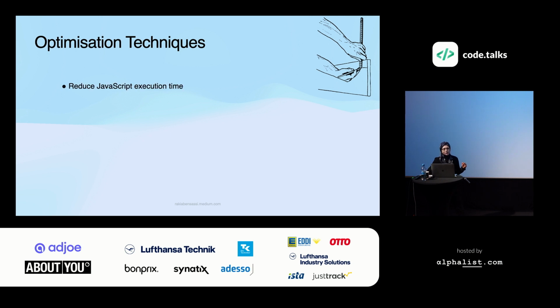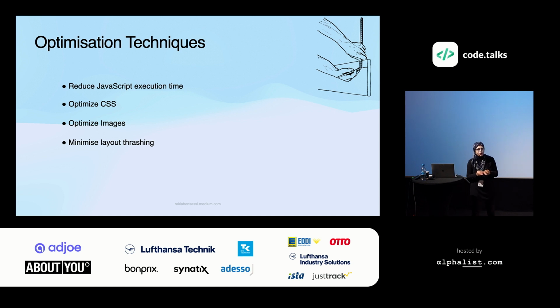As optimization techniques, we can reduce JavaScript execution time. We can also optimize our style sheets and images. We can minimize layout thrashing. Layout thrashing occurs when JavaScript repeatedly changes the DOM and forces the browser to recalculate elements' position and dimensions, which can degrade performance, especially in complex or large DOM structures.